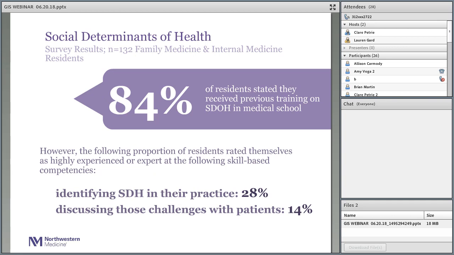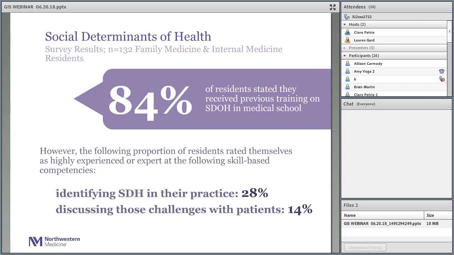So when we first got this data and we were first trying to work our way through it, one of the members of the collaborative, maybe playing devil's advocate a little bit, said, well, is this a bad thing? Is this 28% who can identify social determinants of health a bad number? Because that was our initial instinct.